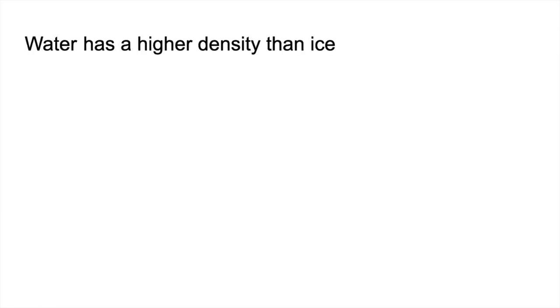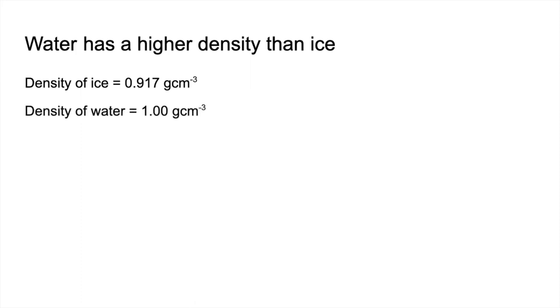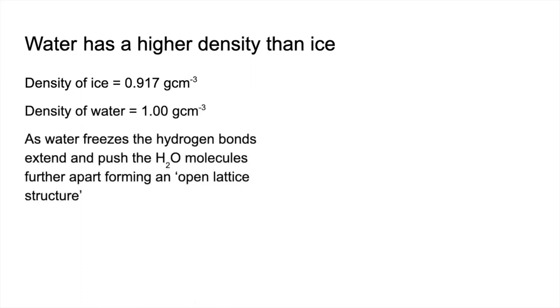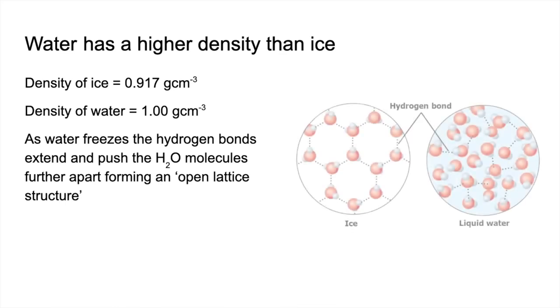And the final anomalous property, water has a higher density than ice. So density of ice, for your information, is 0.917 grams per cubic centimetre. Density of water, I'm sure you already knew, was 1 gram per cubic centimetre. So as water freezes, the hydrogen bonds actually extend and push the water molecules apart and form what's called an open lattice structure. So I've got this diagram to refer to now.